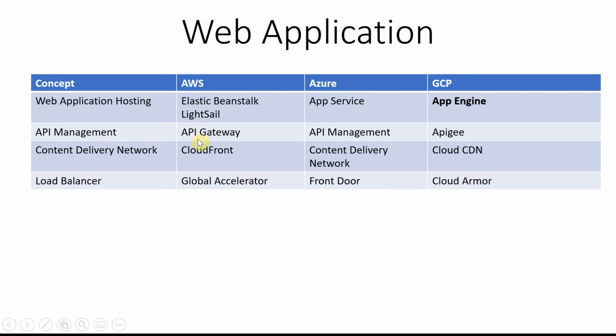The answer for that is API Gateway in AWS, API Management in Azure, and Apigee. I don't know how you pronounce this, but I heard it is mostly pronounced one way, though some people pronounce it differently. Apigee is an acquired product by Google. So this primarily helps you to manage all your APIs in one place.